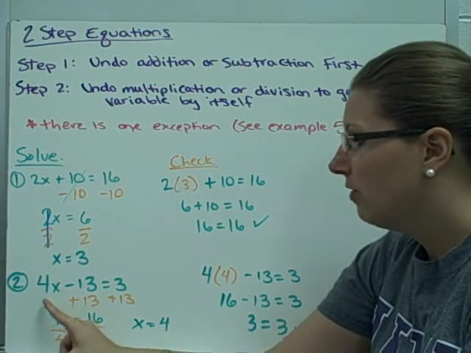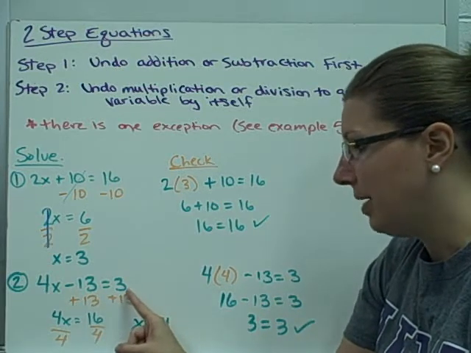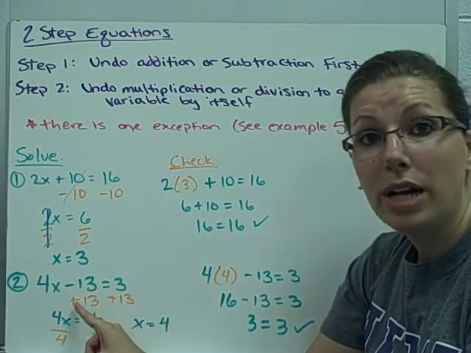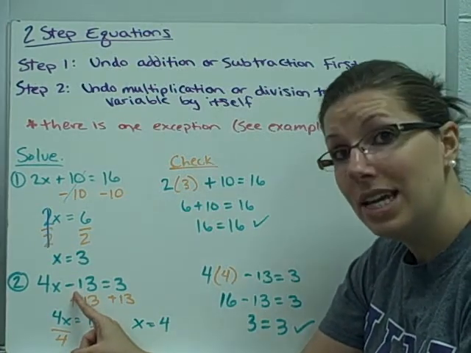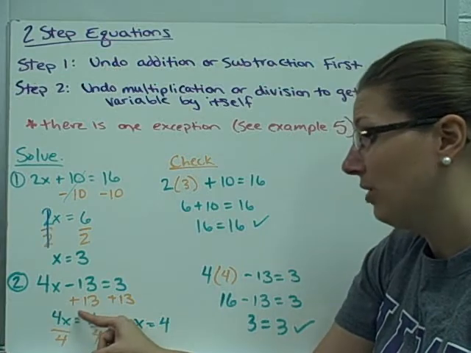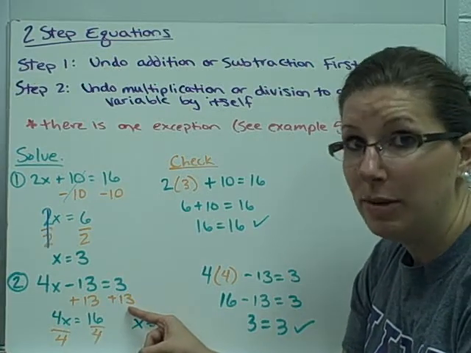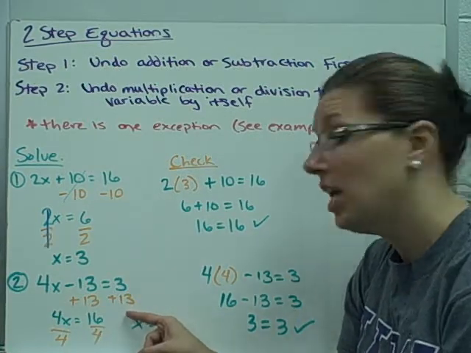Number 2, 4x minus 13 equals 3. I undo the addition or subtraction first. So what's happening is they're subtracting 13. I need to undo that by adding 13. I add 13 to both sides because what you do to one side, you also do to the other.